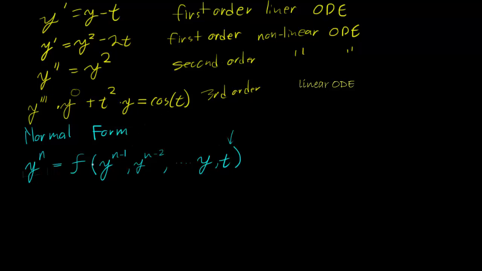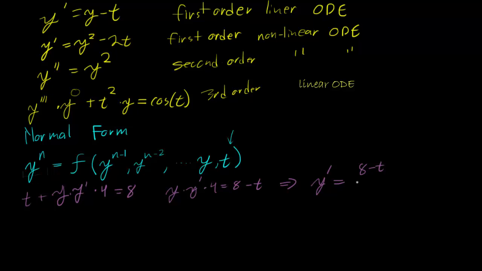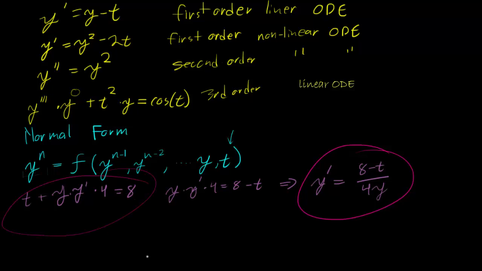As a quick example, let's look at t plus y times y prime times 4 equals 8. Remember, we want to have y prime because it's our highest ordered derivative on the left side. So we'll say that y times y prime times 4 equals 8 minus t. And from there, we get y prime equals 8 minus t over 4y. And this is the normal form of this.